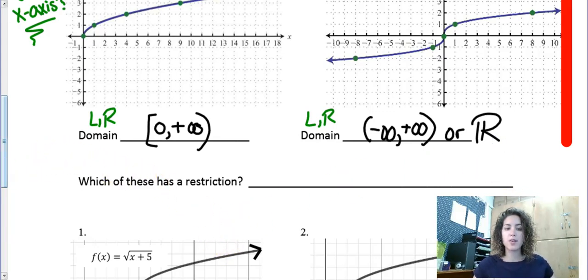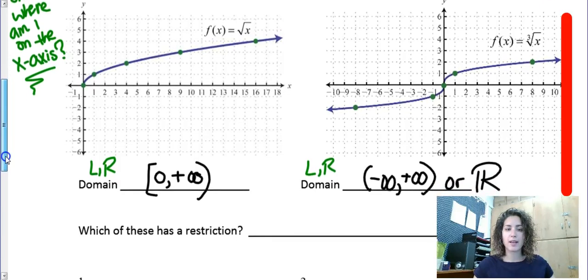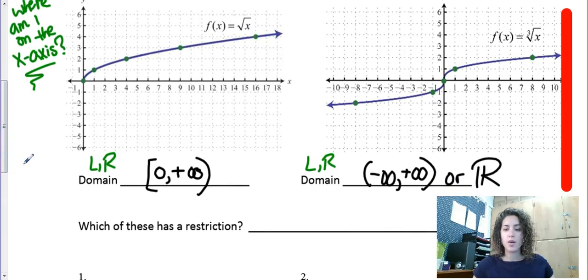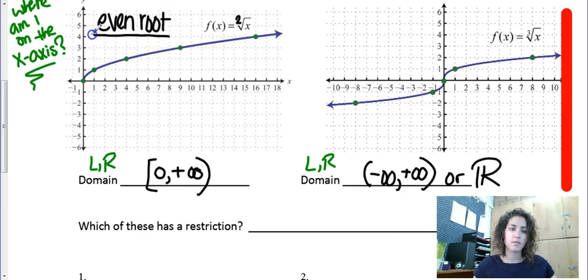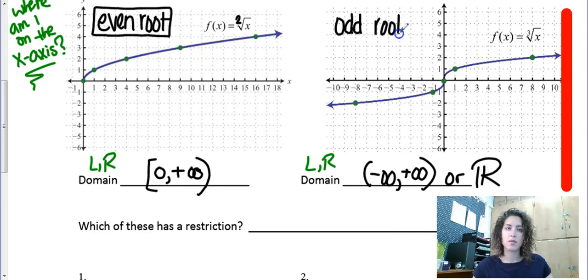Now we're asked to consider which of these has a restriction. So let's take a step back and consider the difference. When I look at the type of function that it is, this one is a square root. And it's called a square root because we have an invisible little 2 right here that we never actually write. In general, 2 is an even number. So let's actually label this one even root. Here, this one on the right is a third root. 3 in general is an odd number.